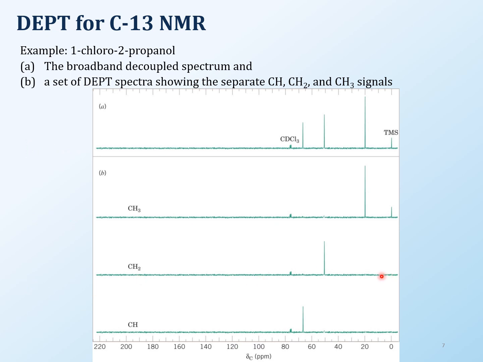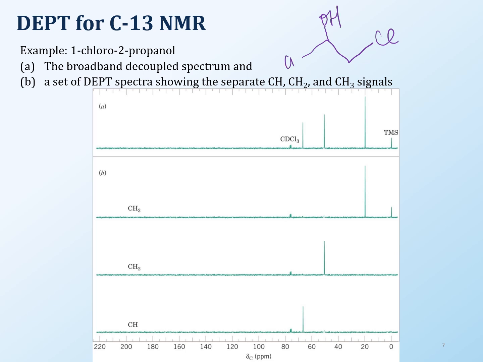So here is an example of a DEPT for carbon 13. As I said, you can look at the structure and see how many CH3s, CH2s, and CHs you have. This is the NMR for 1-chloro-2-propanol. If you want to draw it out, let's go ahead and do that. It's a propanol, 2-propanol, 1-chloro-2-propanol.